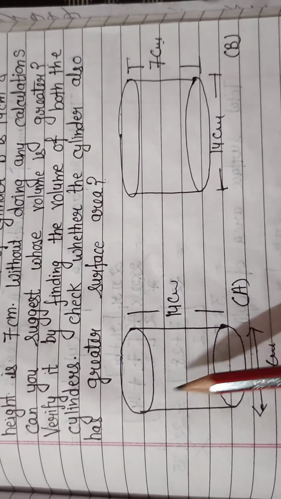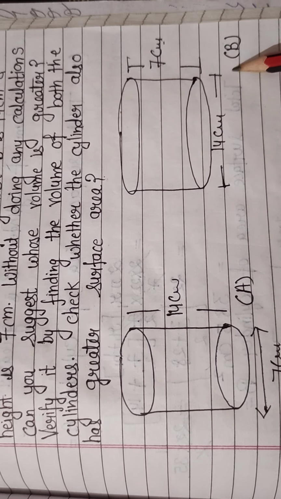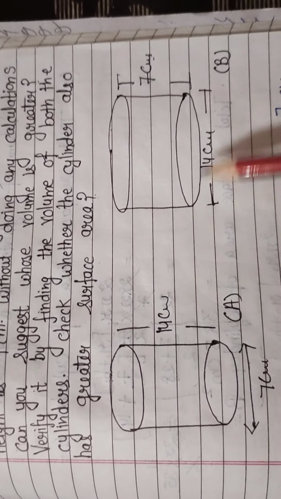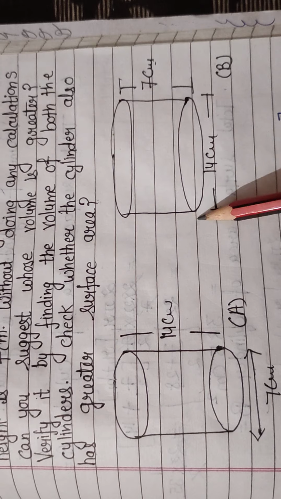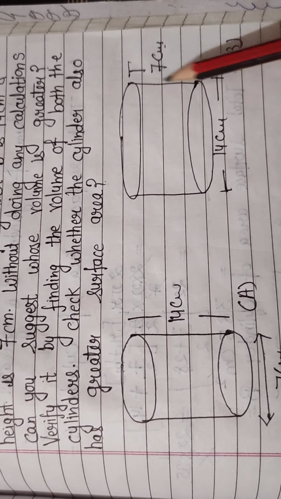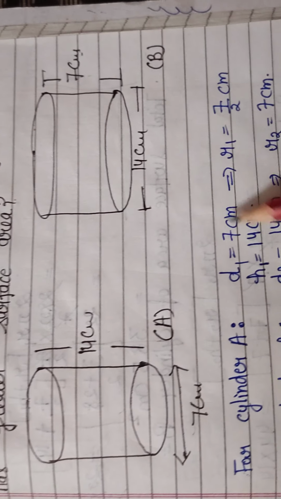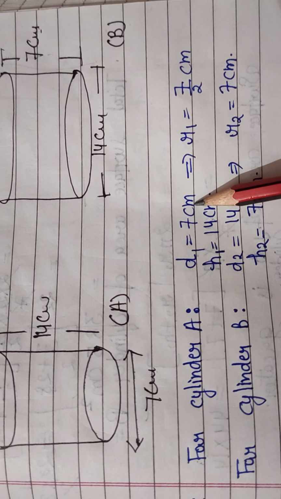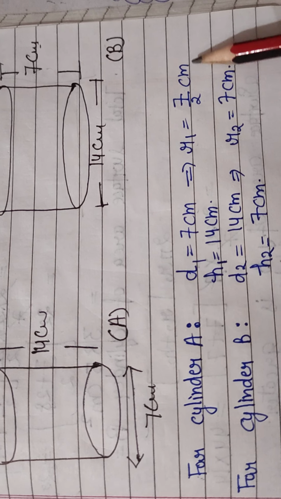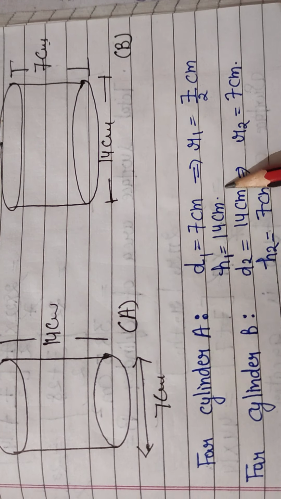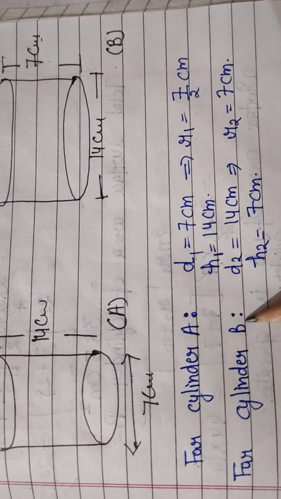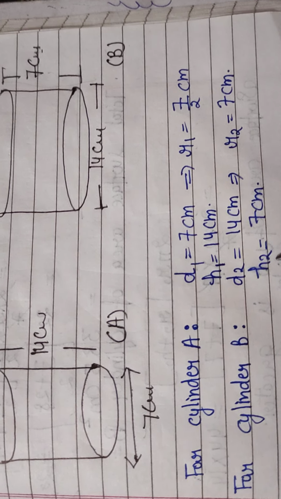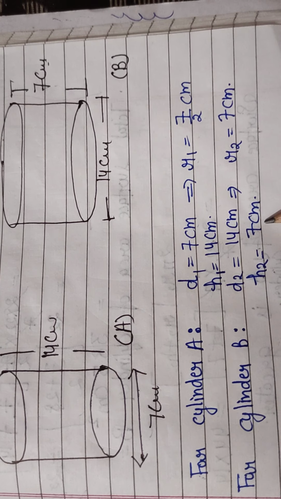Now there are two cylinders, cylinder A and cylinder B. Here the diameter is 7 cm and the height is 14 cm. And for the second cylinder, the diameter is 14 cm and the height is 7 cm. So I have written here for cylinder A, D1 is equal to 7 cm. It means R1 is equal to 7 by 2 cm and H1 is 14 cm. For cylinder B, D2 is 14 cm, means R2 is 7 cm and H2 is 7 cm.